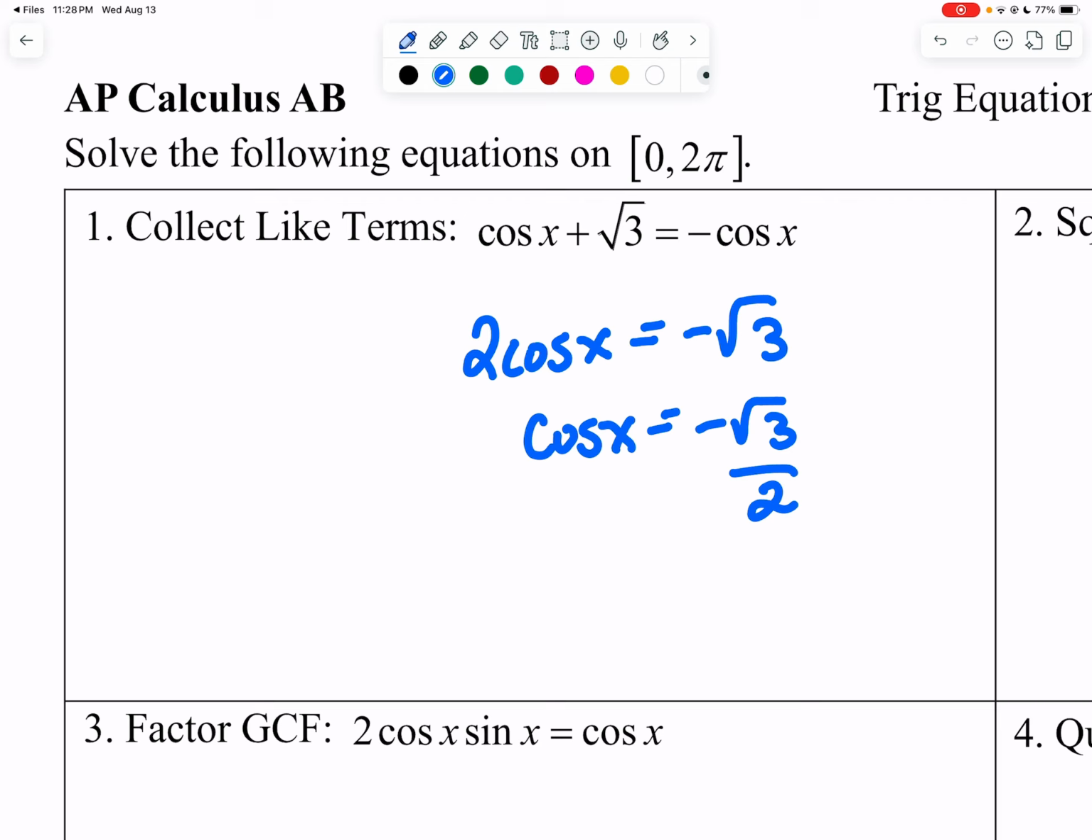And then at this point, it's just a game of, do you know your unit circle? So in this case, we know that cosine of x is equal to negative root 3 over 2 whenever x is 5 pi over 6 or 7 pi over 6. And these are going to be your 2 answers.